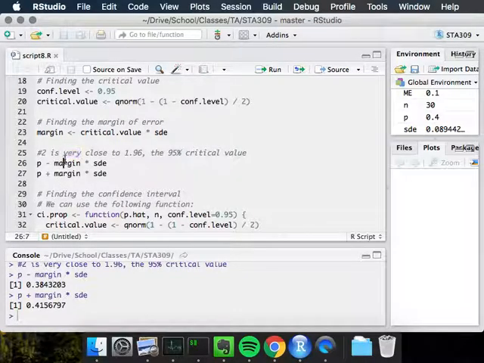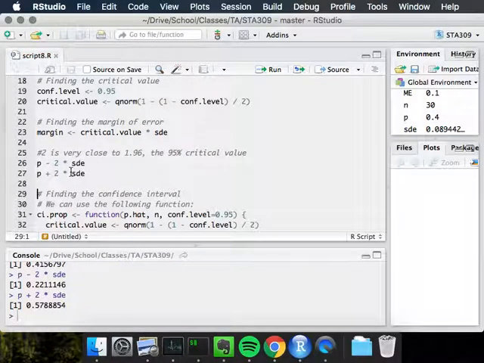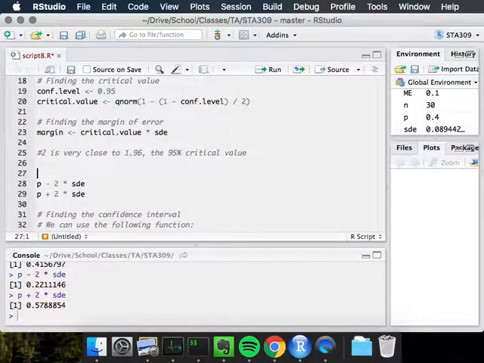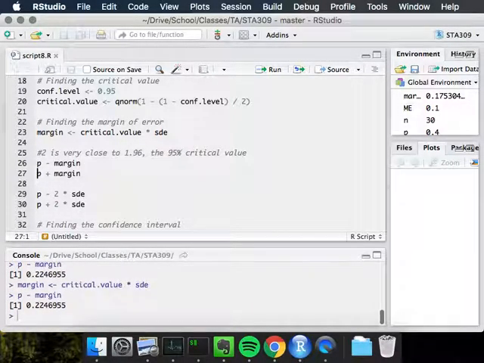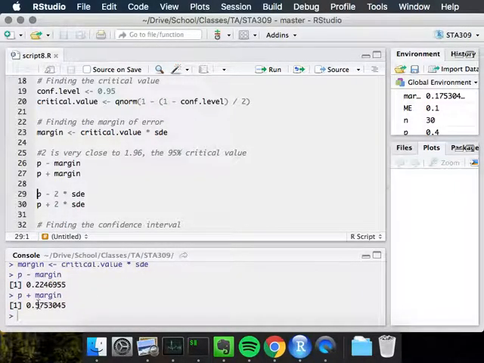Now, people usually use two standard deviations above or below because it's very similar. Sorry, when we're actually doing this, I already multiplied by the standard error here. So actually I just need P minus margin and P plus margin. That makes more sense. So we have the margin, we just do P minus the margin and P plus the margin, and that'll give you the lower and upper bounds, which are 0.22 and 0.57.